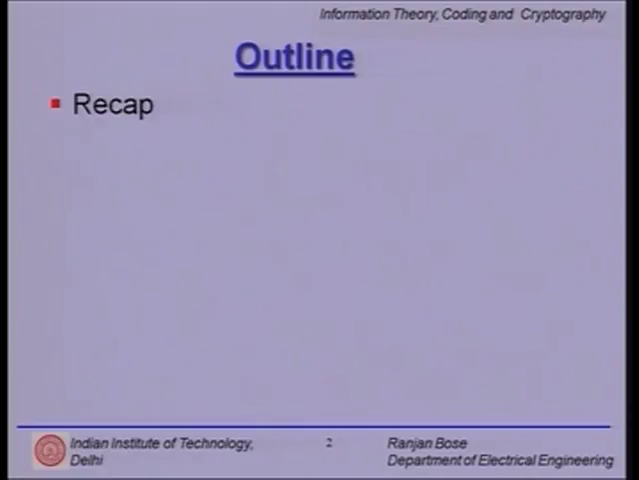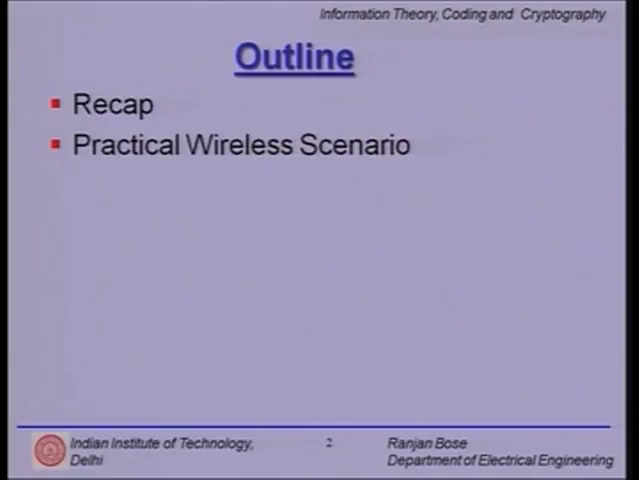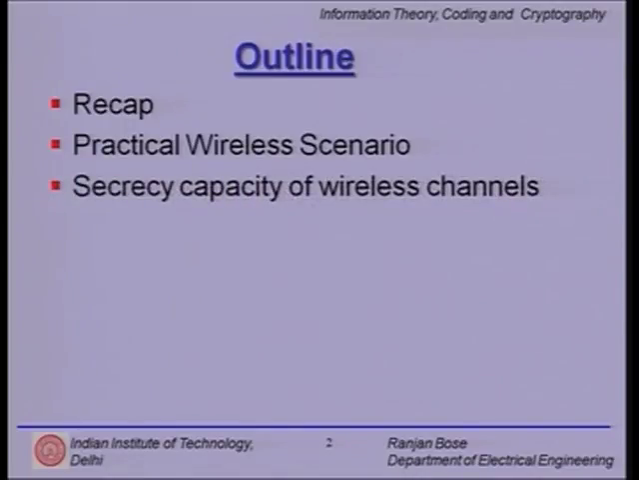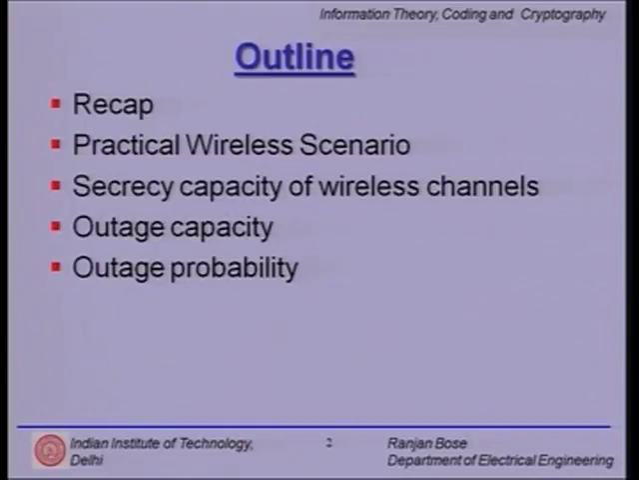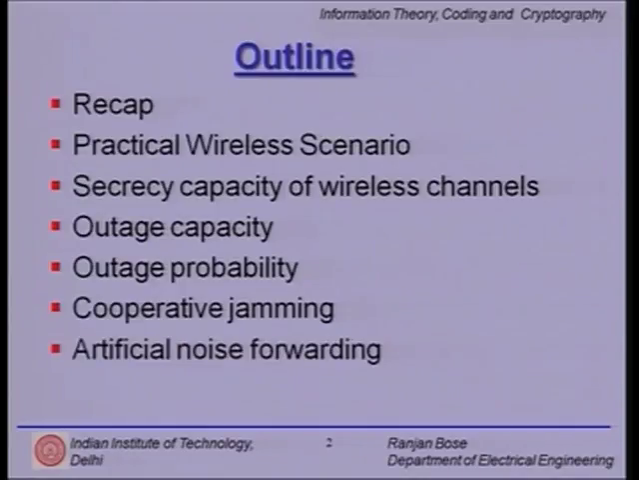We'll start with a brief recap. We will talk about practical wireless scenarios in the context of physical layer security. We will then talk about secrecy capacity of wireless channels. We will define outage capacity, talk about outage probability, and then look at some practical schemes like cooperative jamming, artificial noise forwarding, and friendly jamming.